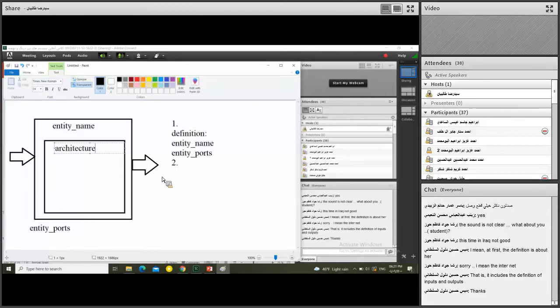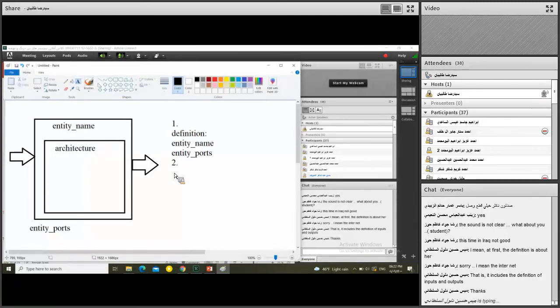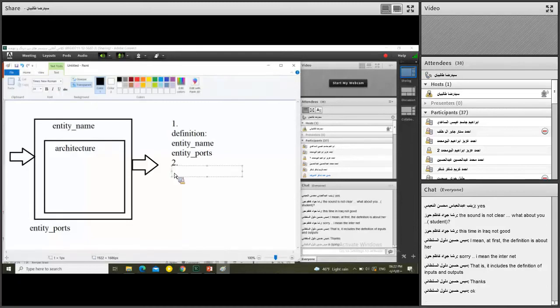Okay, then after this first step, we have the second step, and in this second step, we must speak about the architecture of the system. Then we have architecture modeling or description.